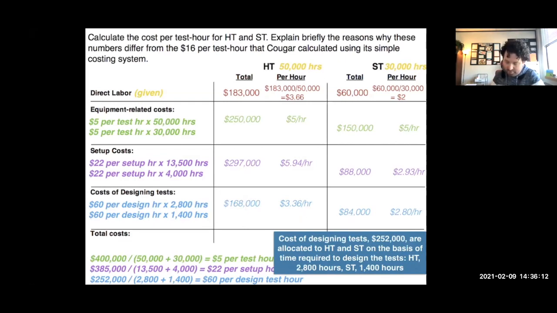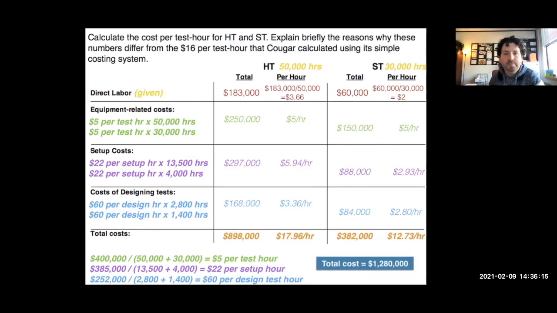Now we want to get the totals here. So a couple of ways you could do this. You could take the total all the way down each column and get the total, and then take the total and divide by number of test hours. Total divided by number of test hours would then give me this number. Or you could take the per test hour numbers and just add down. But don't forget the direct labor. That's part of the cost. Okay, so you'd have to do $3.66 plus $5 plus $5.94 plus $3.36 to give me the $17.96 per hour.